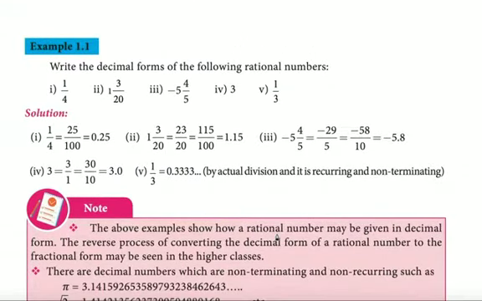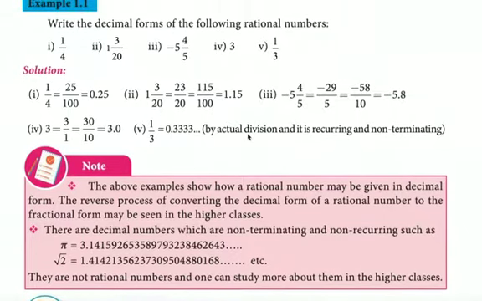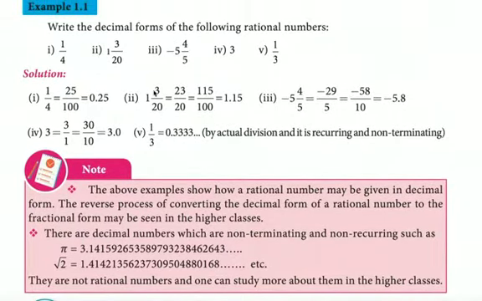Write the decimal forms of the following rational numbers. First one is 1/4. 1/4 is 25 by 100 or 0.25. Then 1 and 3 by 20, nothing but 23 by 20. 115 by 100, nothing but 1.15.